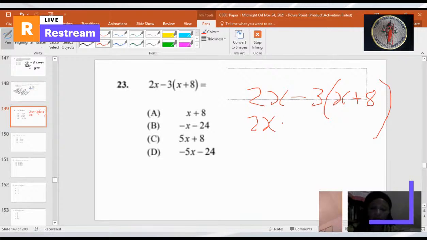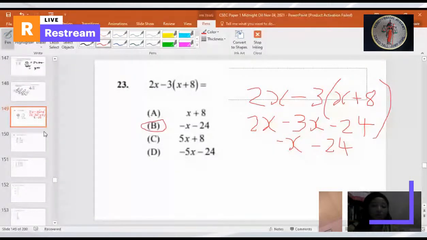So this would be negative 3 times x, then it would be minus 3x. Then you do negative 3 times 8, it's minus 24. Okay. This should be B. 2x minus 3x is negative x, and then we'll have minus 24. All right, so that's B.